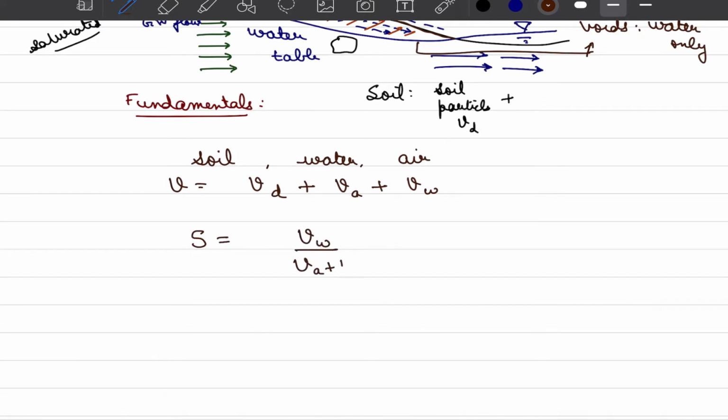For example, we define degree of saturation S as the total volume of water that is present divided by the volume of voids, that is, the volume of air plus the volume of water. And as I said, when we are talking about soil which is saturated, this S would be equal to 1 because all these voids would be occupied by the water molecules, and hence the volume of air would be 0, making S equal to 1.